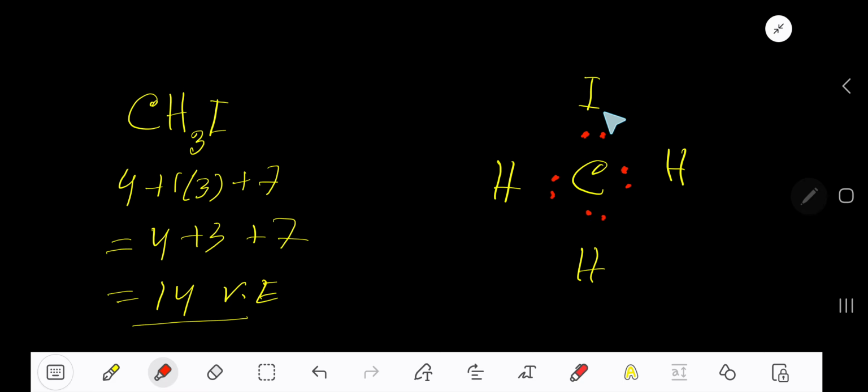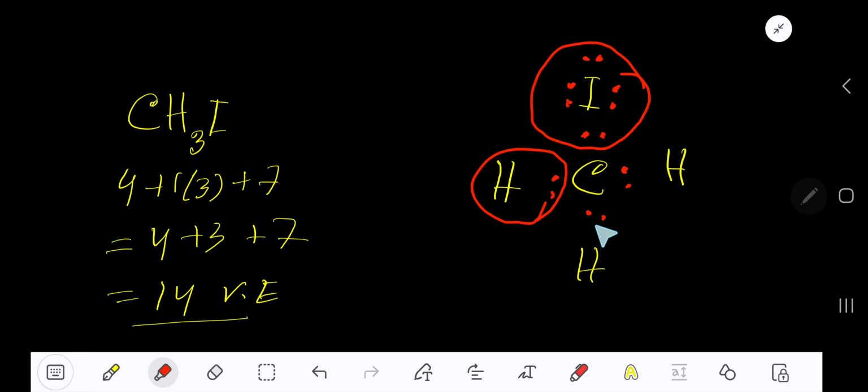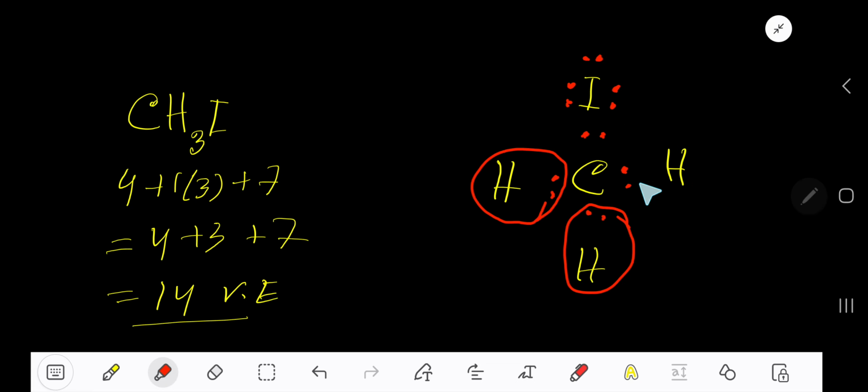So start with the outer atom, 2, 4, 6, 8, then 10, 12, 14. We have used all the valence electrons. Now count for octet of outer atom, octet, then count duet, duet, duet, duet. Now count for octet of central atom.